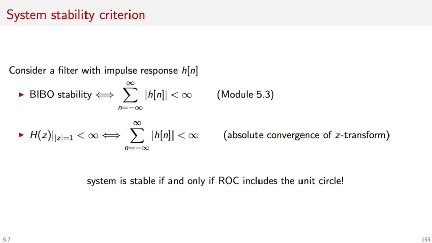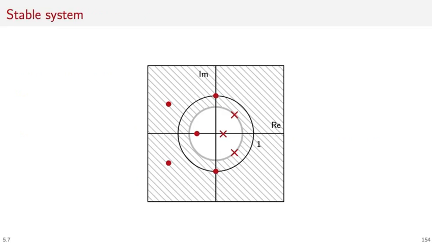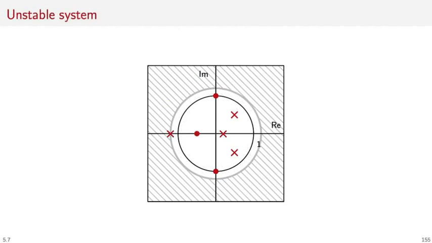includes the unit circle. So for instance, here we can see that all the poles of the transfer function are inside the unit circle. Therefore, the region of convergence will extend outwards, including the unit circle, and the system is stable. Vice versa, here we have a pole that is outside of the unit circle, and therefore the region of convergence will not include the unit circle, and this will be an unstable system.